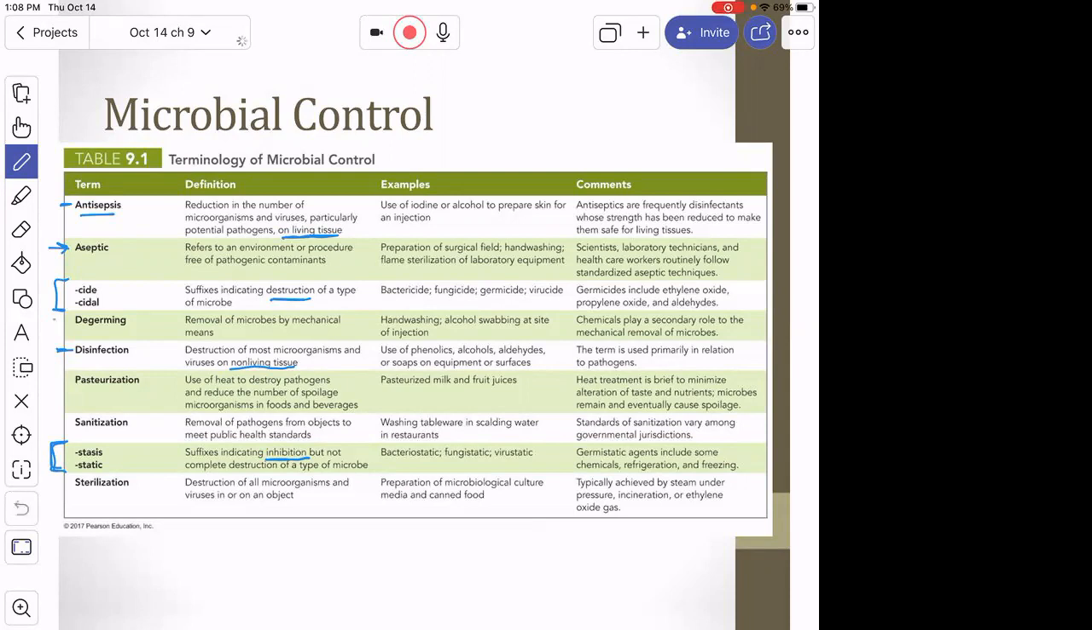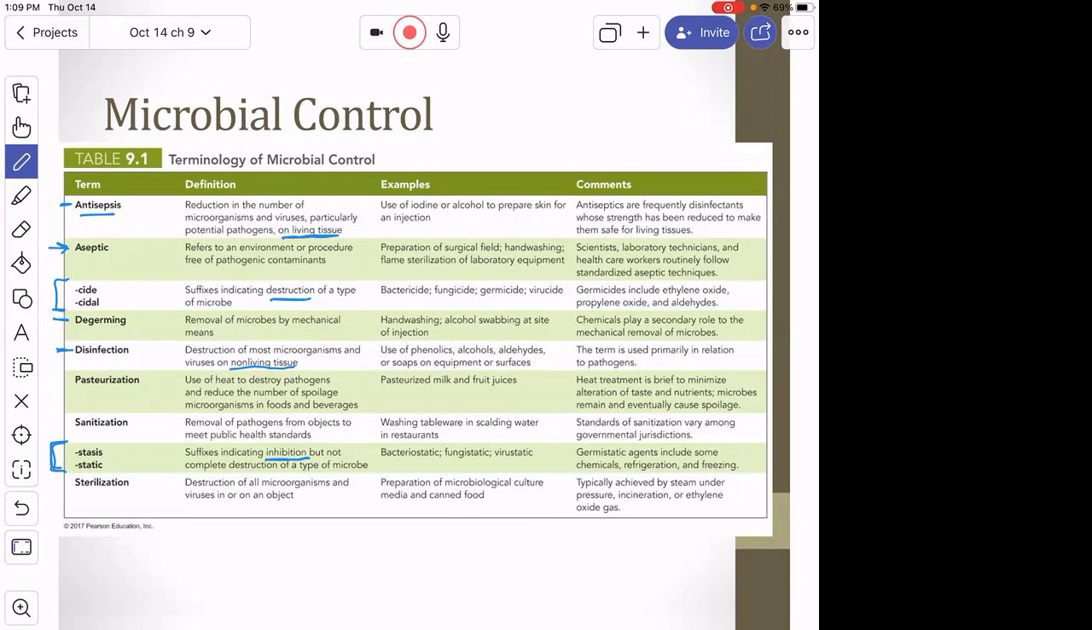Something that's considered a degerming technique usually refers to some kind of mechanical scrubbing. So that's part of why washing your hands is effective, because you're scrubbing those microbes off.